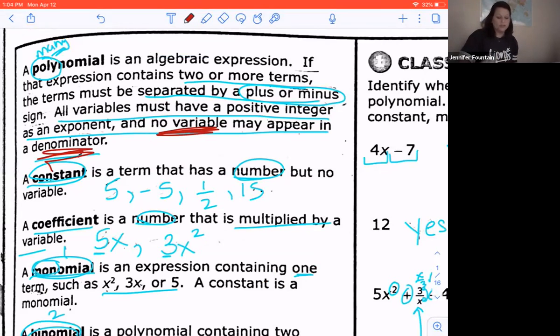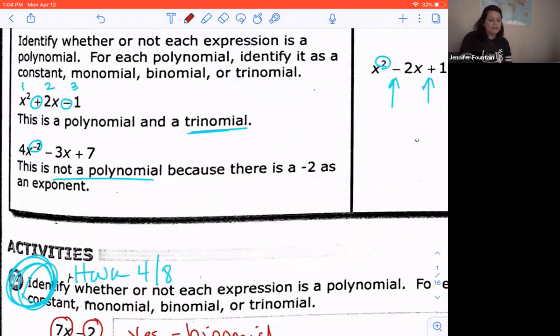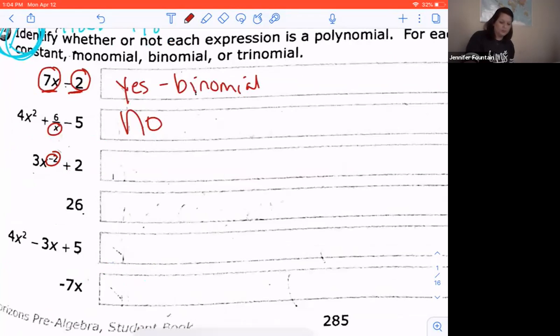When I look at this next one, I can see that I have an x in my denominator. So this is not a polynomial. So that one will be no. And also, when I look at my notes up here, it says that this one cannot be a polynomial because I have a negative 2 as an exponent. And I cannot have a negative exponent in a polynomial. So the next one is also no.